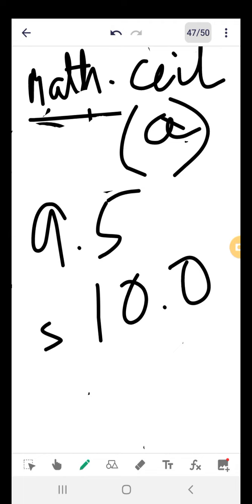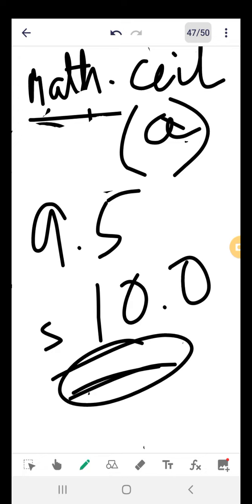It will take the value up to the ceiling. Okay, it will take the value up to the ceiling. So it gives the smallest number which is greater than this number.